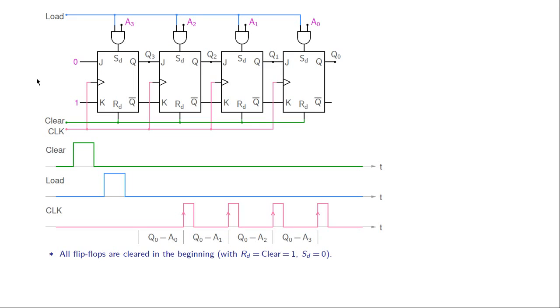Let us look at this circuit and try to figure out what it is doing. We have 4 JK flip-flops and they're all positive edge triggered.